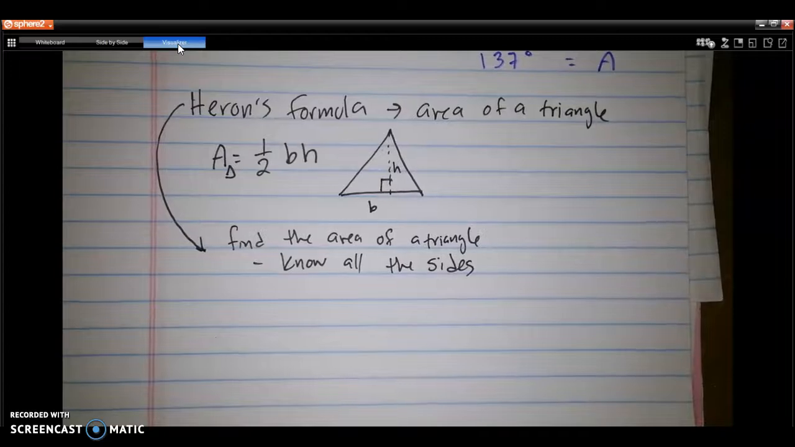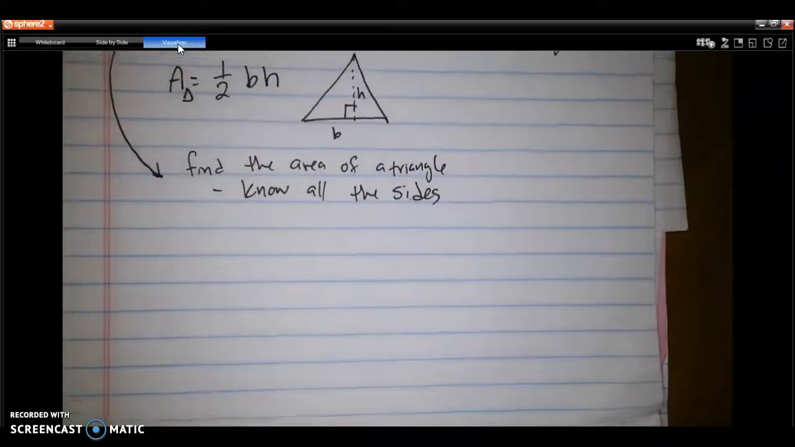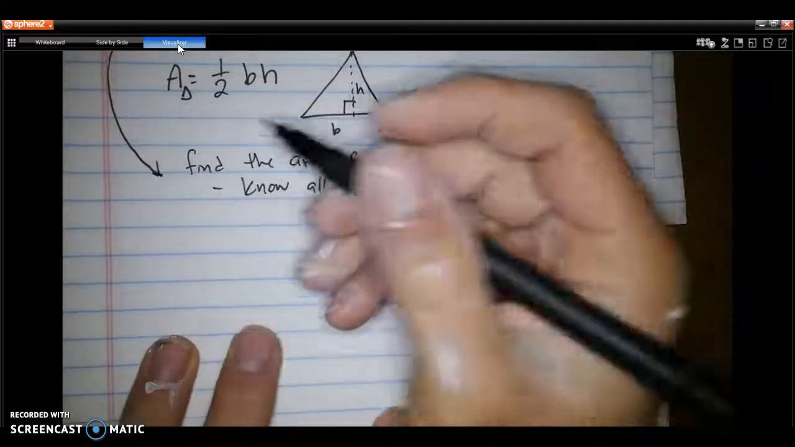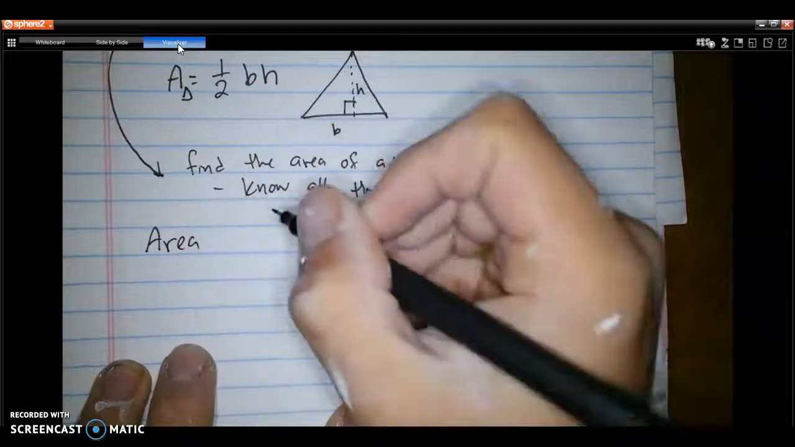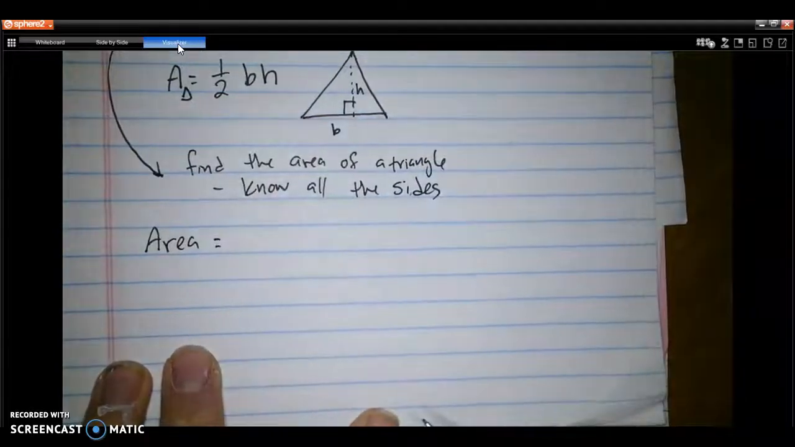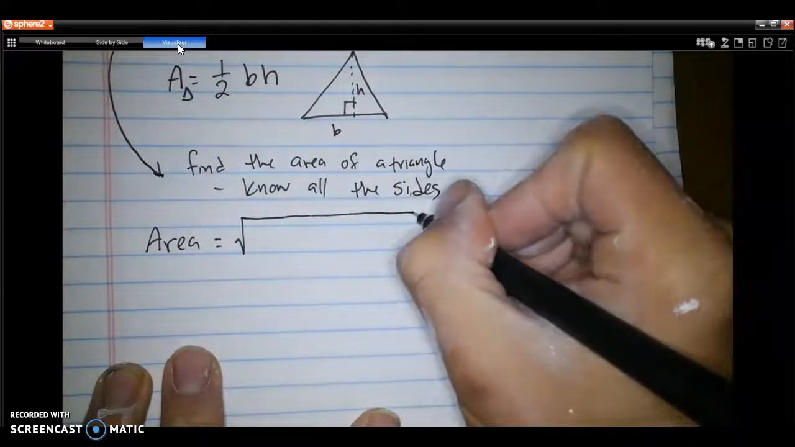So I'm not actually going to go into depth as to how to solve a triangle. I'm going to focus on how we find the area of a triangle using Heron's formula. Now, Heron's formula is area is equal to, this is going to be kind of weird for us at first.